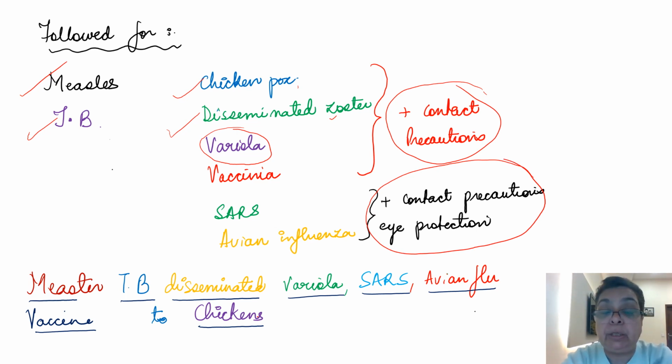Okay, so I've made a mnemonic to remember the airborne precautions. "Mr. instead of Mr., right? Meester." Meester will tell us measles. Mr. tuberculosis, disseminated variola, SARS, and avian influenza vaccine to the chickens. By that you can remember these important pathogens. That does it with our three types of precautions. We move on to comparing them.